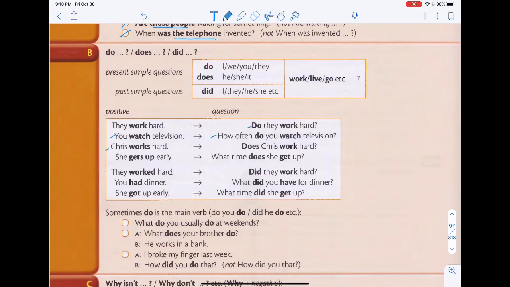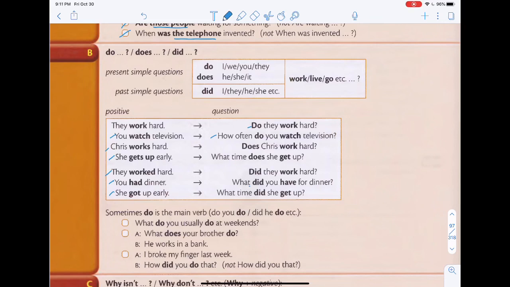Chris works hard. Change it to a question. Does Chris work hard? She gets up early. You can change it to, does she get up early? Or what time does she get up? They worked hard. Did they work hard? You had dinner. What did you have for dinner? She got up early. What time did she get up?